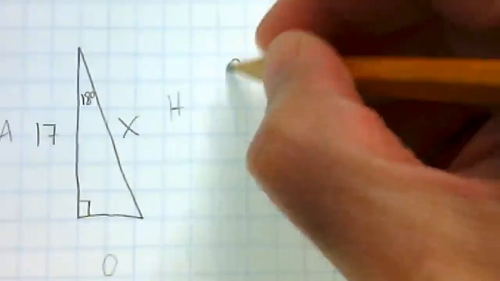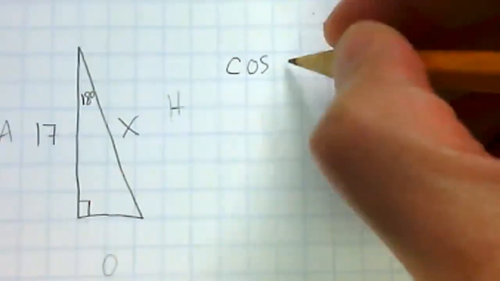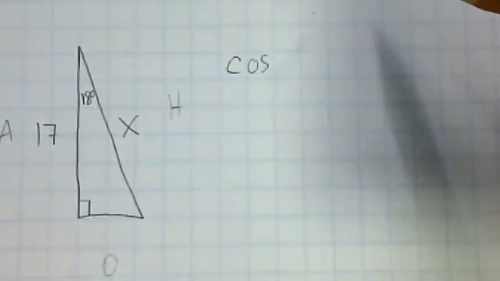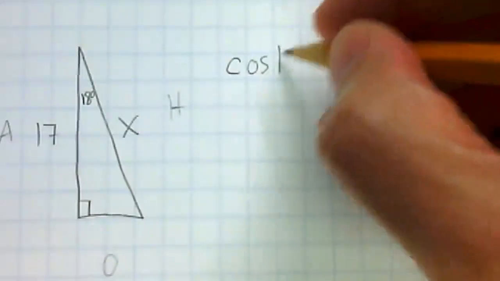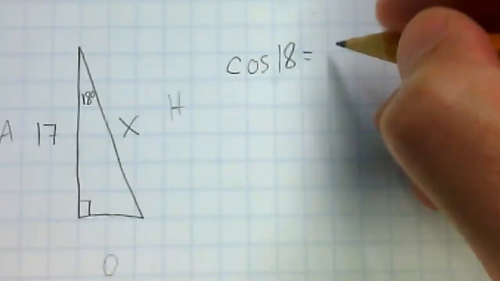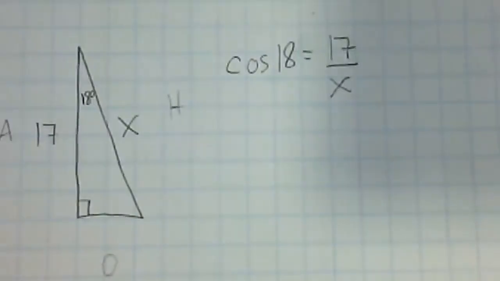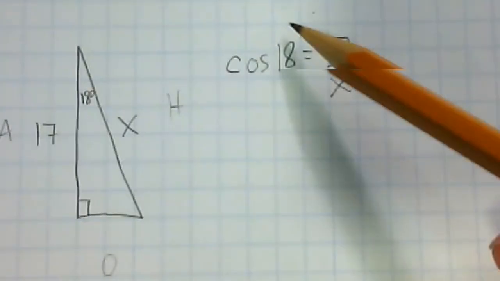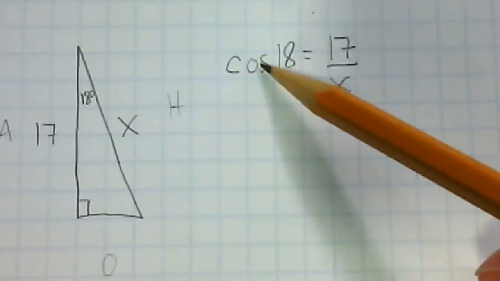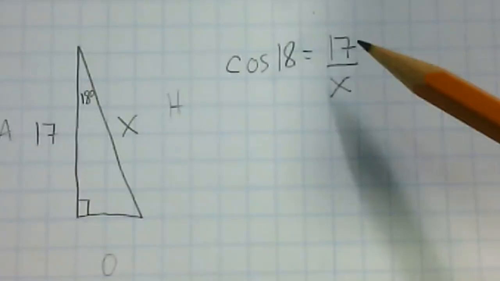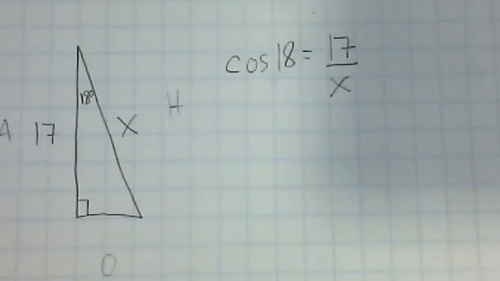All right, now I'm going to set up my trig ratio. So in this case, the setup is cosine. Now for the first time here, we can actually put a degree in because we know how big that angle is. So cosine of 18 is going to equal 17 over x. An angle always goes with sine, cosine, or tangent. In this case, we know what the angle is. Now that looks complicated.